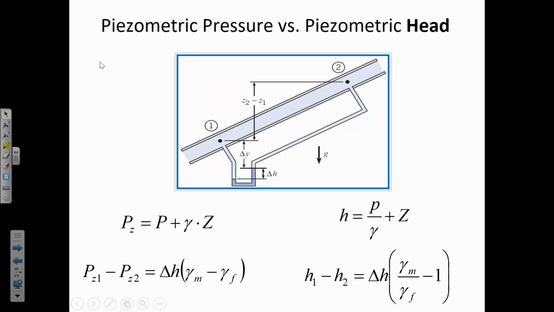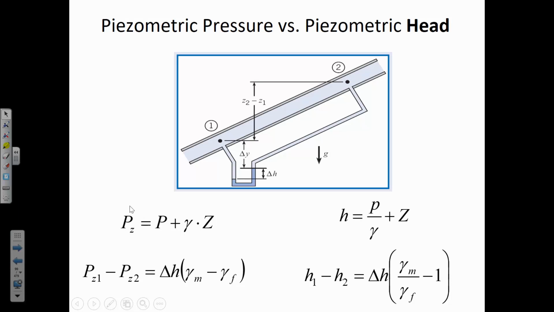And remember that the formula here, the delta P is delta H times gamma. So delta H is delta P divided by gamma. So sometimes we have the head that we talk about as an alternate means of measuring the pressure, and the units of head are meters. Okay, so here, piezometric pressure versus piezometric head.